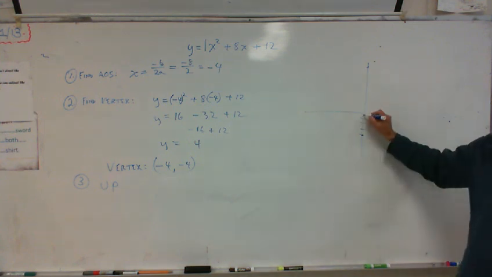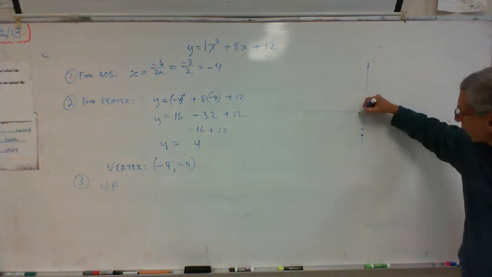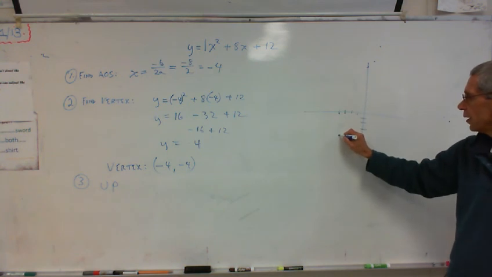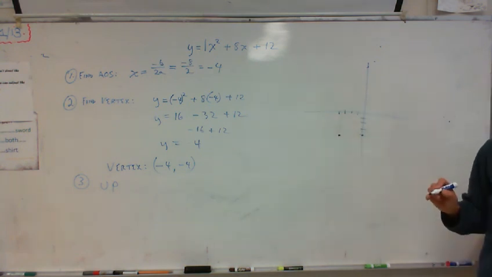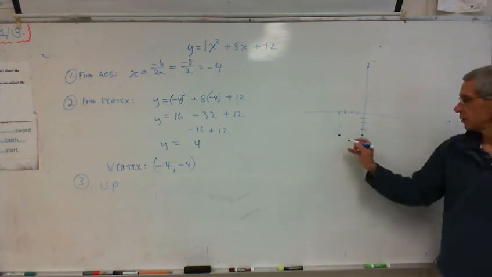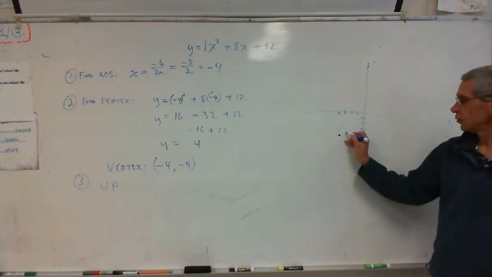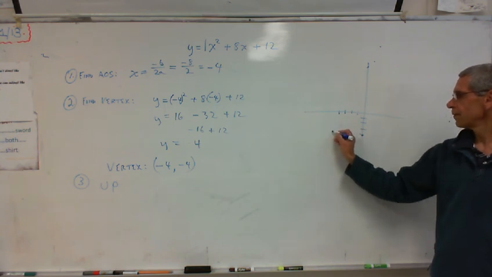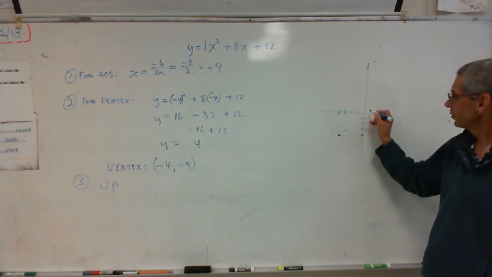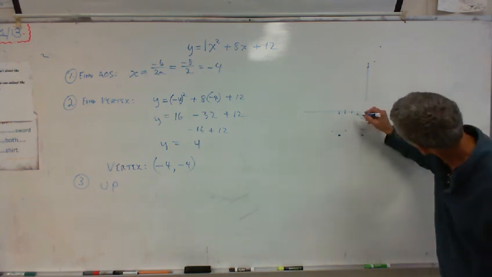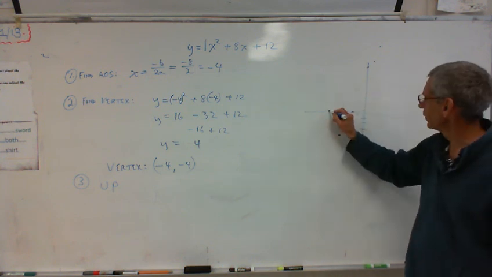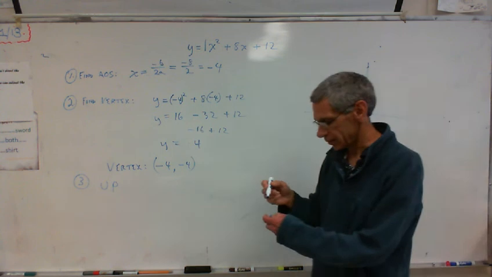Okay, go left 4. 1, 2, 3, 4. Go down 4. Put a dot there. Then at your dot, go over 1, up 1. And then on the left side, do the same thing. Over 2. So there's another one, and there's another one, right? Okay, good.